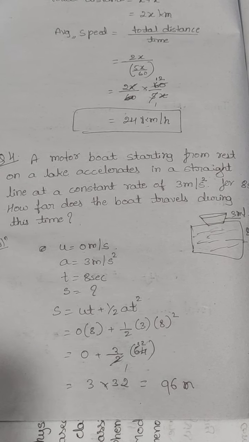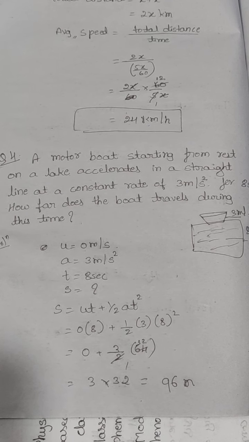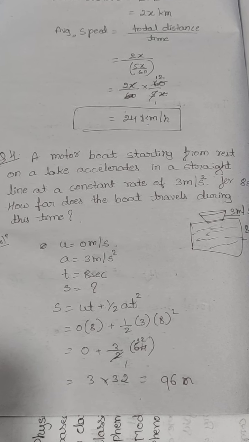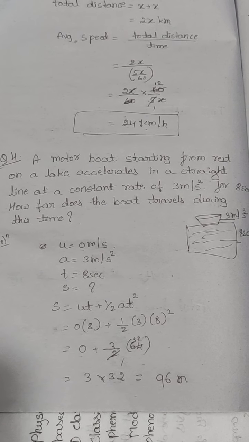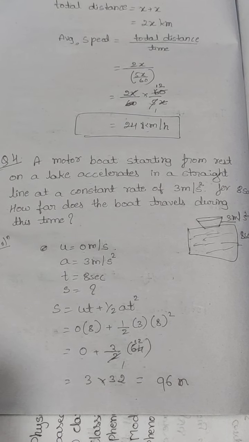So the fourth question is this: a motorboat starting from rest on a lake accelerates in a straight line at a constant rate of 3 meter per second square for 8 seconds. How far does the boat travel during this time?